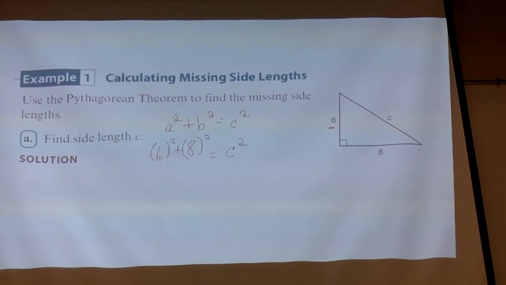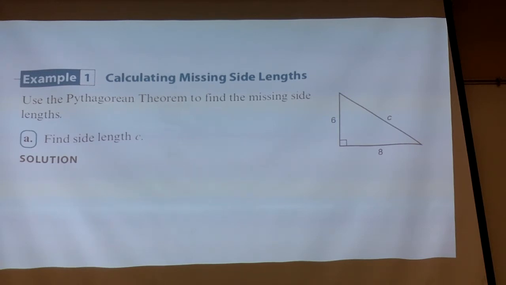Okay, 6 squared is 36. 8 squared is 64, and that's going to be equal to c squared. 36 plus 64 is going to equal 100. And in my class, I always ask, how do you unsquare something or take away the square? We have to find the square root. So we're going to square root each side to get that c all by itself. The square root of 100 is equal to 10. The square root of c squared is equal to c. So c is equal to 10. This side is equal to 10.